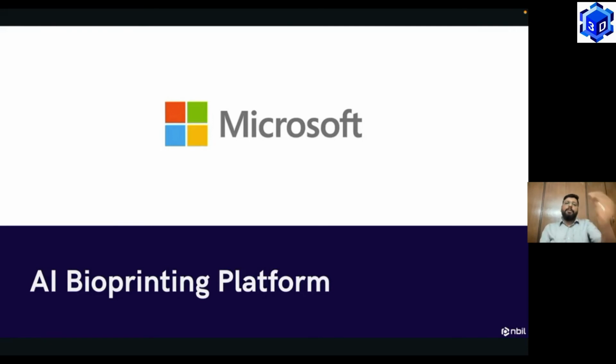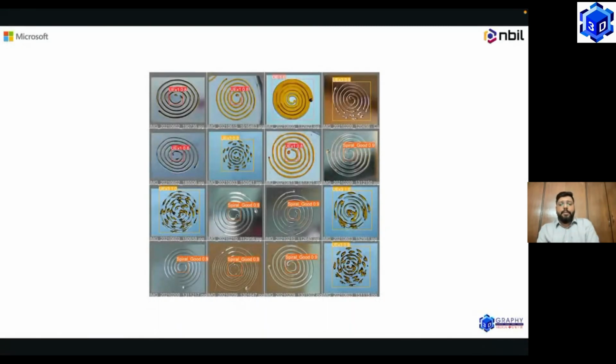Is the scaffold being over extruded, under extruded? Are we having scenarios where you probably have to change the needle gauge and all of that? So we've started working with Microsoft. We're going to publish our data soon, but this is the initial set of data that we have right now, where we've taken close to around 8,000 samples of different spiral scaffolds, and basically we've augmented them to understand how different scaffolds can be classified.